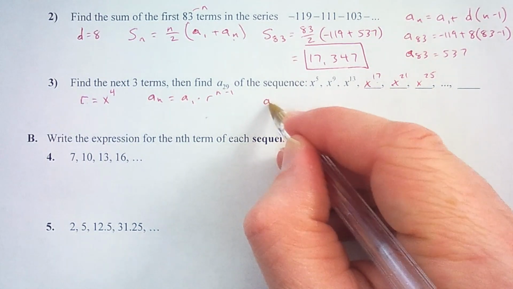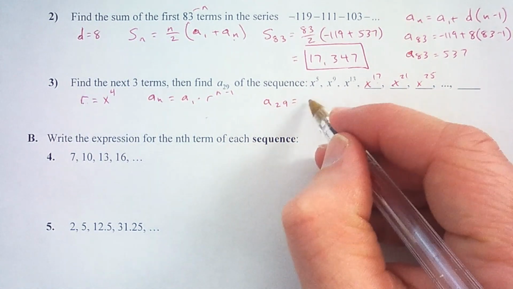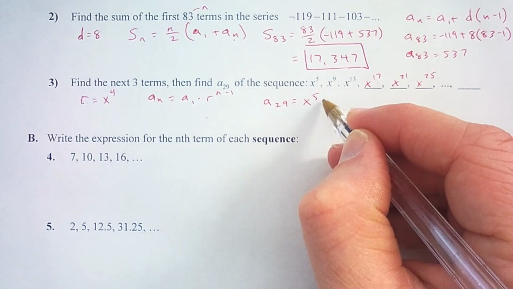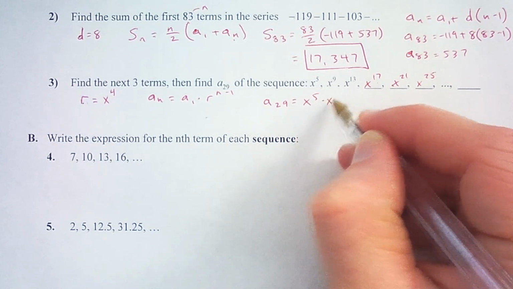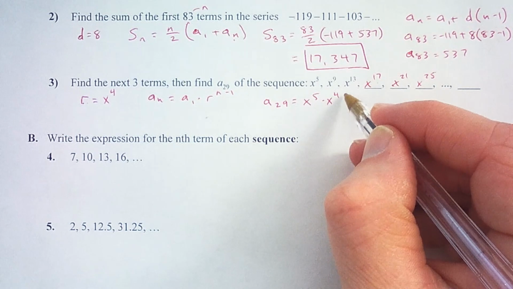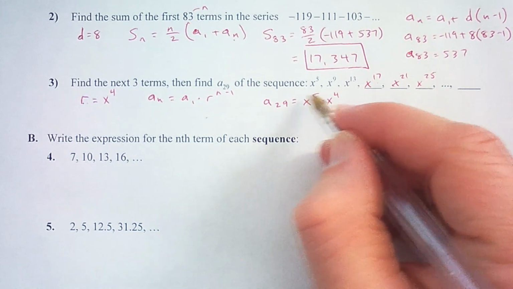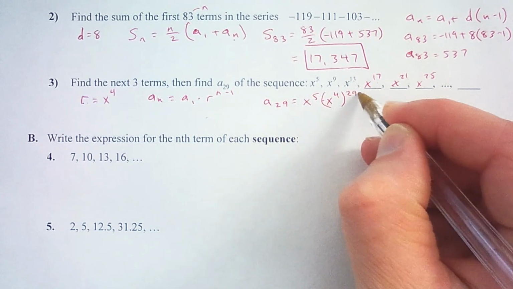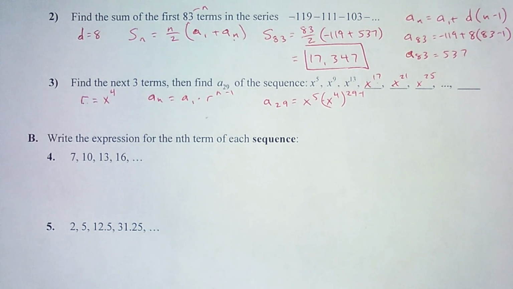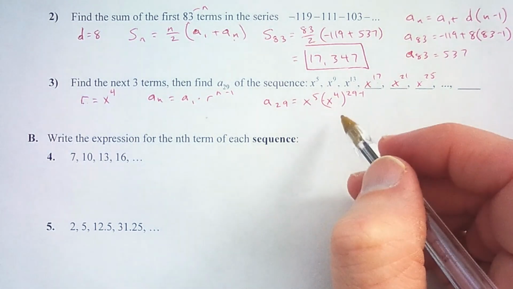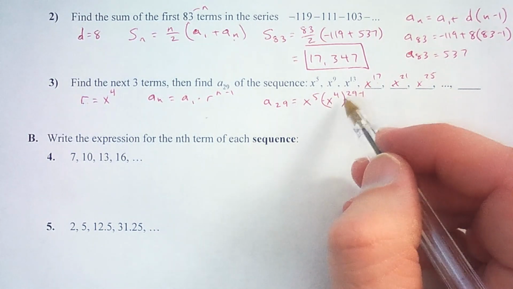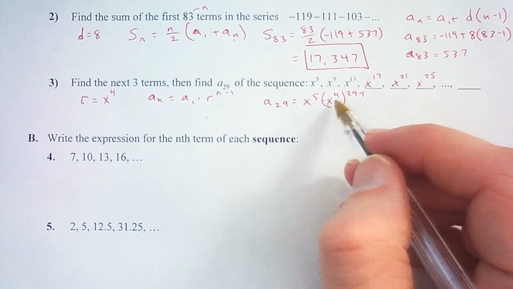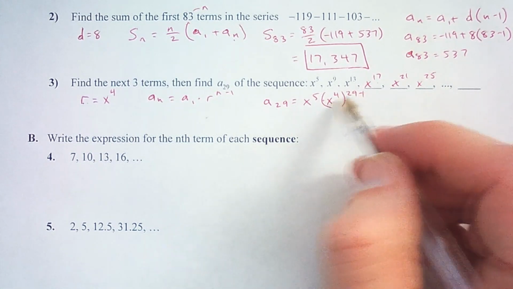So the 29th term, a sub 29, equals x to the 5th for a sub 1 times r, x to the 4th, to the 29 minus 1 power. Okay, so first we're going to do this exponent right here. So we have x to the 4th to the 28th.